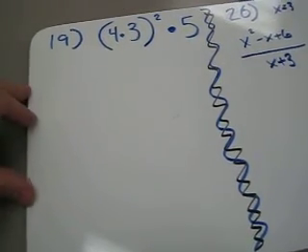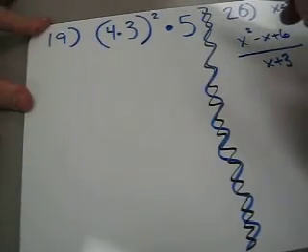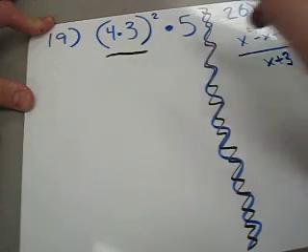Today we were looking at lesson 1.3, which was simplifying expressions using the order of operations and evaluating expressions. Okay, so in number 19 we're going to use the order of operations to simplify this expression. First thing we said we need to do is to simplify within any grouping symbols. So number 19, you have grouping symbols, parentheses.